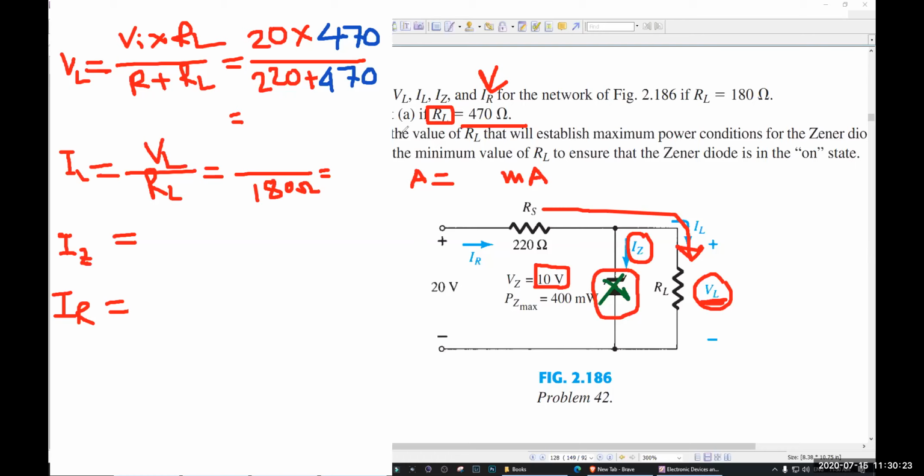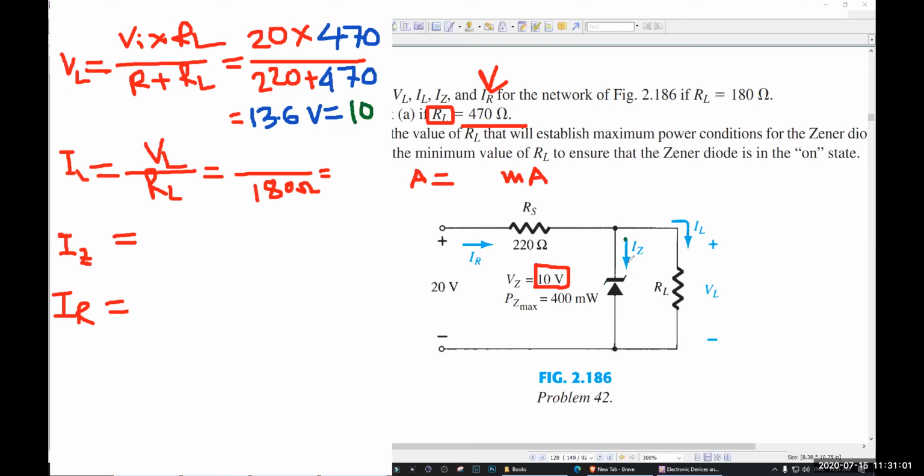13.6. Very good. But remember, 13.6 is more than 10, right? So now we can write it as 10 volt, equal to 10 volt because it is more than 10. Understand? Now the Zener diode is on.